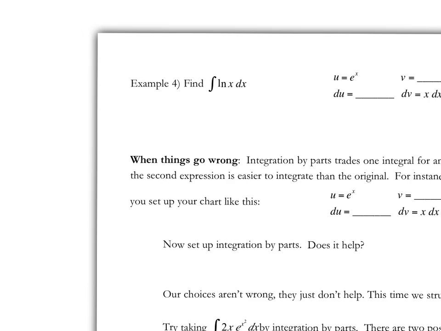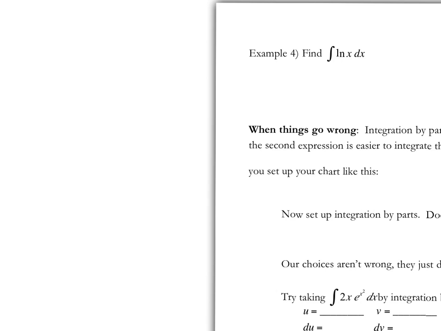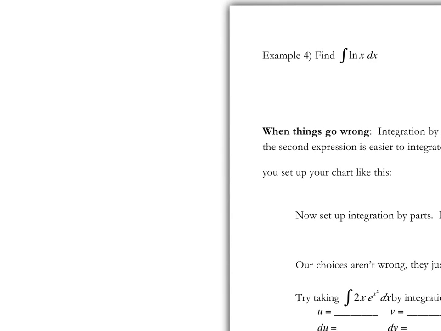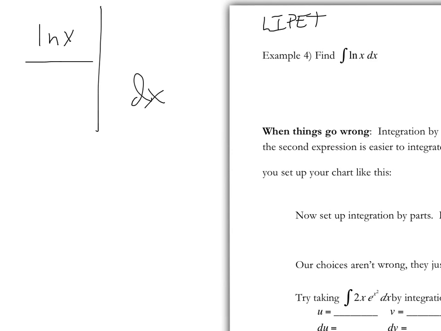So we've got to evaluate this, and if we remember that mnemonic LIPET, logarithms is supposed to be u, so all I'm going to do is write ln x as my u, and I'm just going to have dx be the dv. Now if you need to, you can write a box or you can label it in. So now I'm going to take the derivative of ln. I get 1 over x dx. The antiderivative of 1 dx is just x.